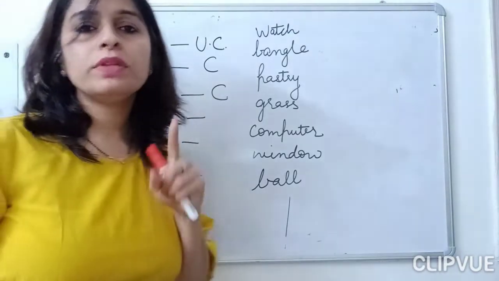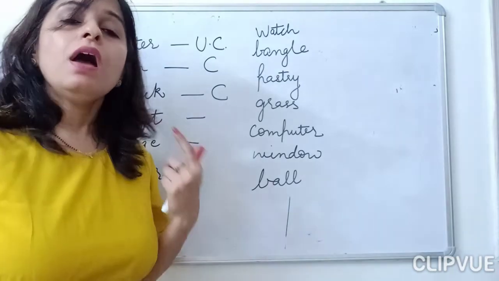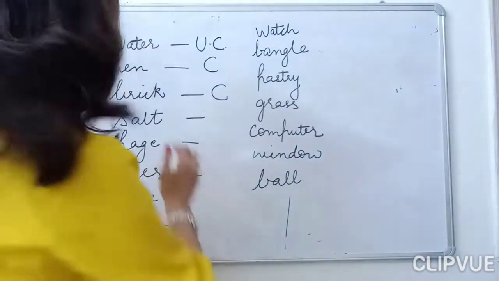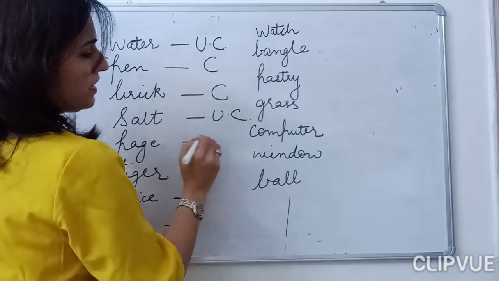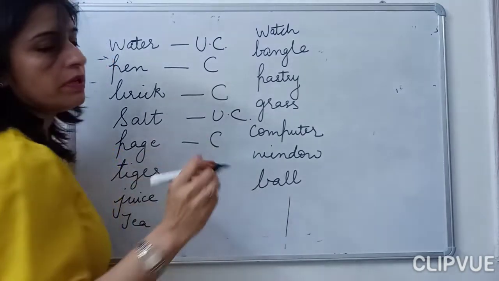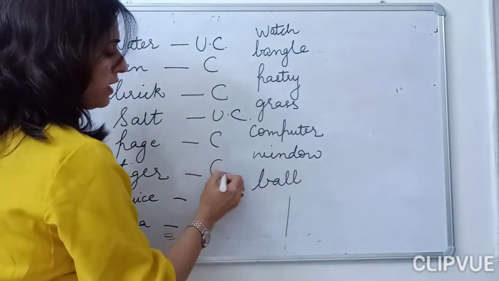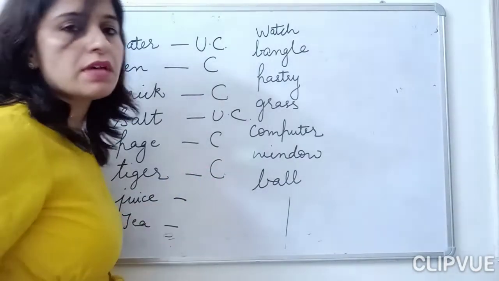The same goes with milk also, children. Milk is an uncountable noun, but when I say 1 liter of milk, half a liter of milk, it becomes a countable noun. So here salt is the uncountable noun. Page is a countable noun. You can count the pages of your notebook. Tiger is again a countable noun. You can count the tigers, how many tigers are here.